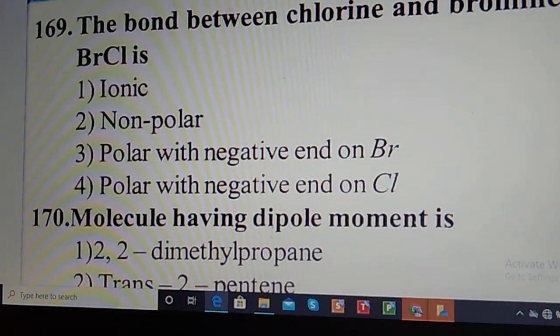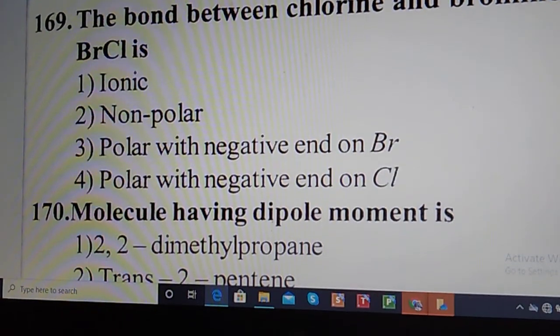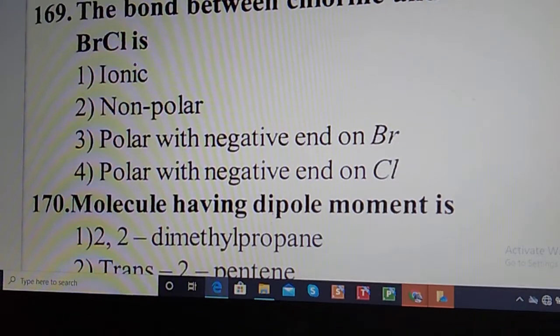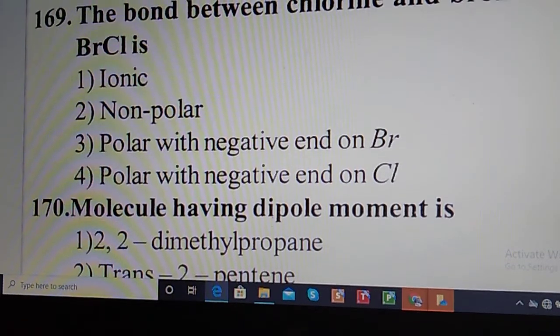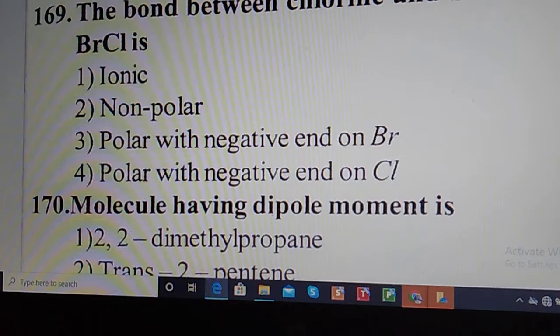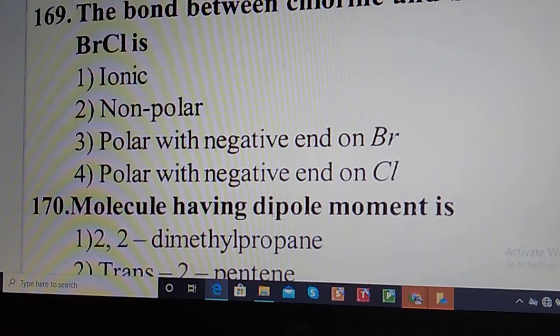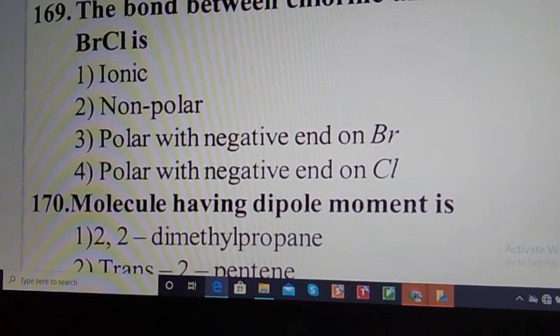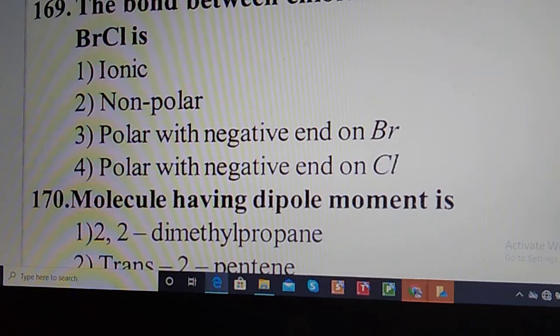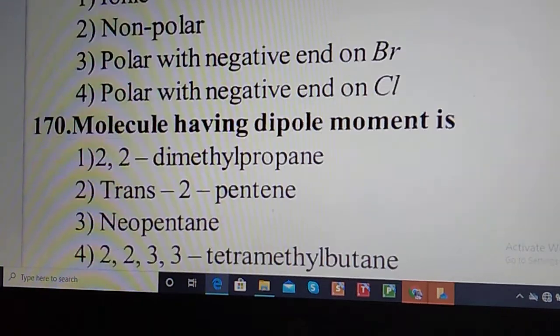Ionic is not possible, student, they will not ionize. This will be a covalent bond. Non-polar, no, this is wrong, student, this will be polar. Polar with negative end on Br is wrong. Polar with negative end on Cl is correct, so the correct option is option number 4. Now let us move to question number 170.